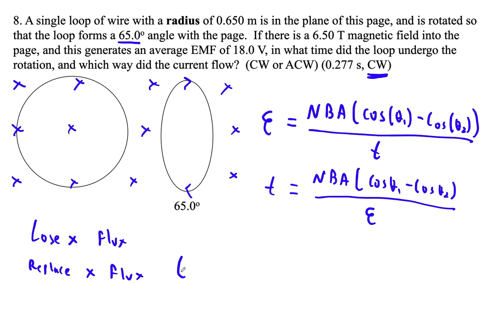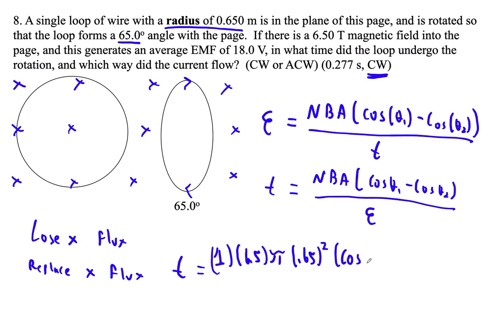Okay, so the time is, let's see, N is 1, single loop, right? What's our B? 6.5. Area is, it's the radius, right? Notice that's the radius. Tricky, just watch, you know. Okay, so the area is pi times 0.65 squared. That's a big loop, by the way. Okay. Let's see, and then we're going to go cos theta. It's actually theta 2 minus theta 1, final minus initial.